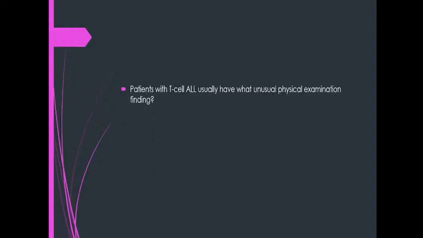Now, patients with T-cell ALL usually have what type of unusual physical examination finding? They have a mass in their mediastinum. Why? Why is there a mass in their mediastinum? You're going to ask yourselves, kakaiba naman 'to. Bakit naman may mass sa mediastinum? Ano bang abnormality kapag may T-cell leukemia? Bakit sa mediastinum ang affected?